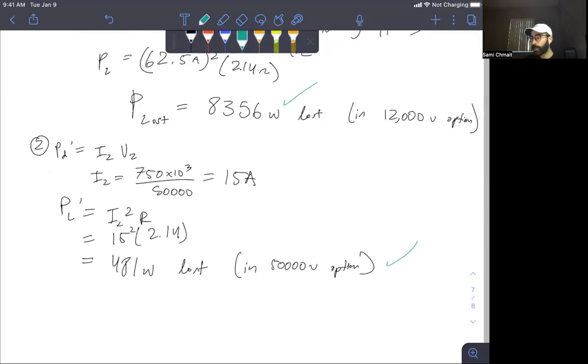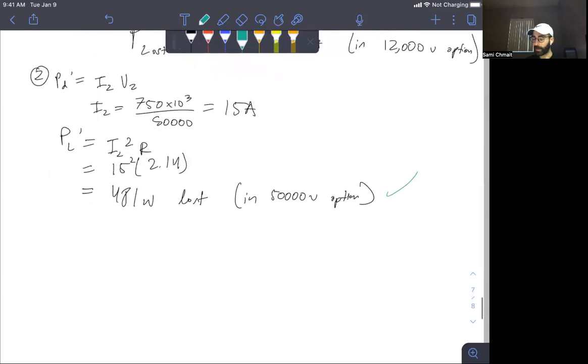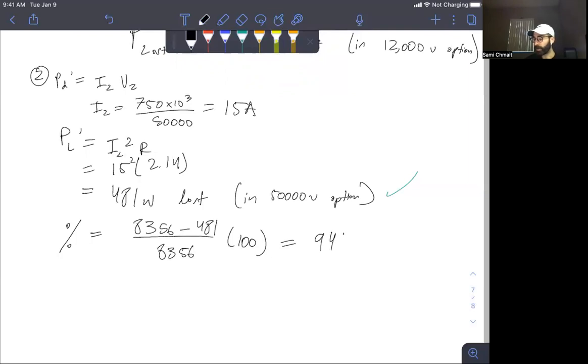So to do a percent loss, this is like general chemistry, right? So we can see that the percent is equal to that initial one, so 8,356 minus 481, that's what it is in the new scenario, divided by that 8,356, and then times 100. And this will tell you the percentage we save when using the 50,000 volt option over the 12,000 volt option, right? So it's just like percent difference equations.